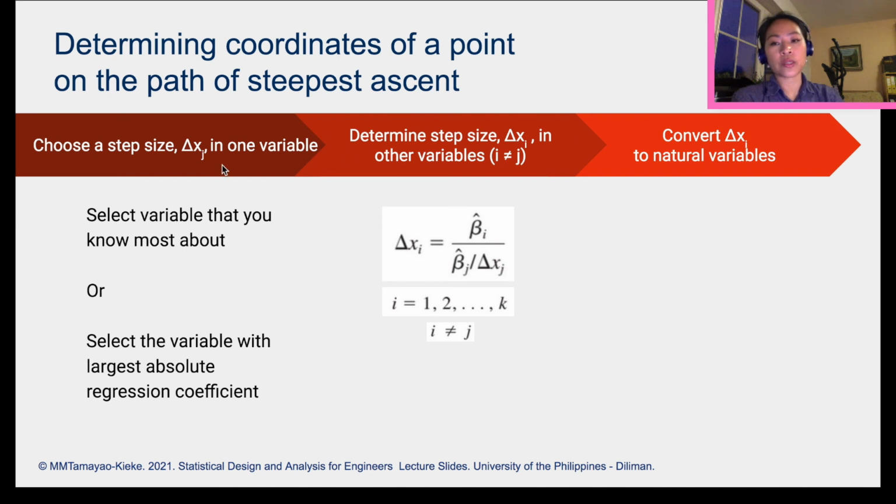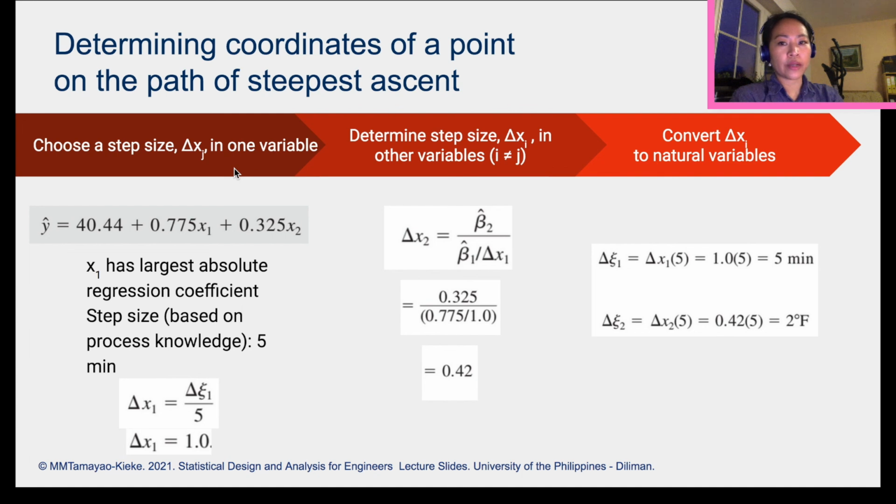The first step is to choose a step size delta x sub j in one variable. Under this, you basically select the variable that you know most about, or select the variable with the largest absolute regression coefficient. The next step is to determine the step size delta x sub i in the other variables. So delta x sub i is equal to beta i hat divided by beta j hat, divided by delta x sub j, where i is equal to 1 to k and i is not equal to j. And the last step is to convert delta x sub i to the natural variables, because you're going to conduct the experiment. Therefore, you have to know these values.